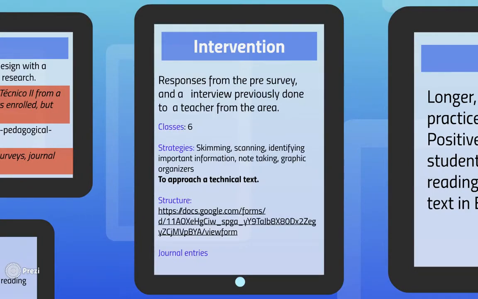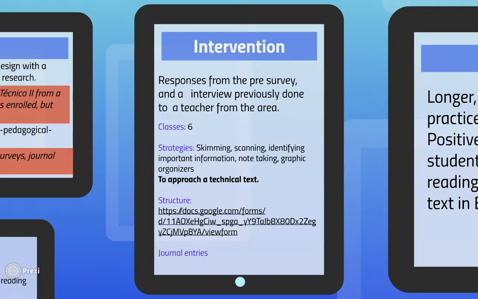In terms of the intervention itself, the 6 classes were planned based on the responses from the pre-survey and an interview done to a teacher from the area in terms of the content students managed during the second year, what they covered during the first year, and what they should know in the second one.